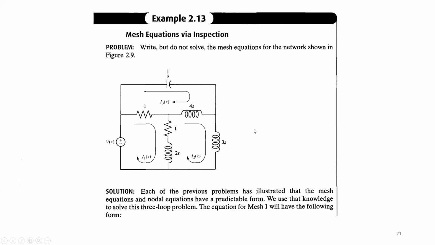Now I would like to show you the mesh equation. This problem, take a look. It says write, but do not solve, the mesh equations for the network shown in figure 2.9. So in this figure, three loops are there, and you have to write the mesh equations. So how to do it? First of all, take a look at loop 1, loop 2 and loop 3. Three loops. We have to write the equations according to the loop.